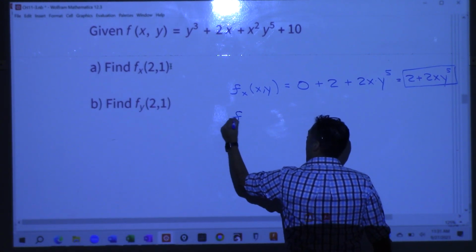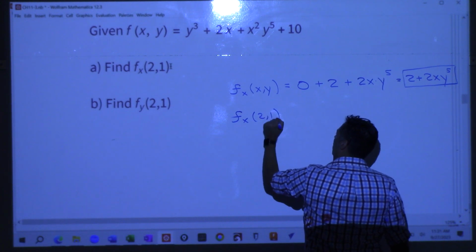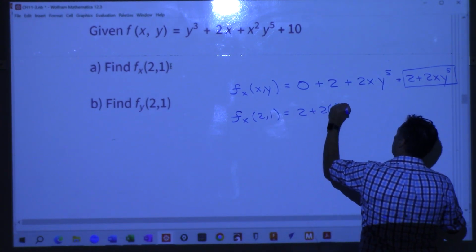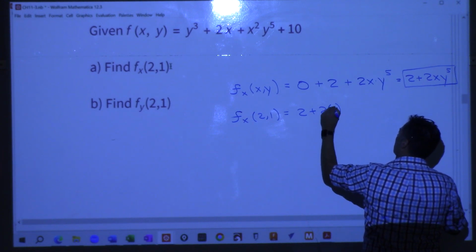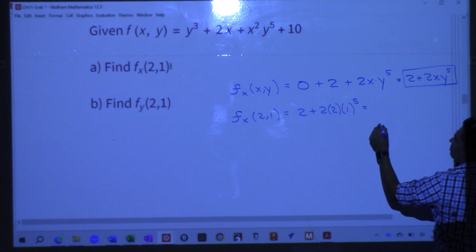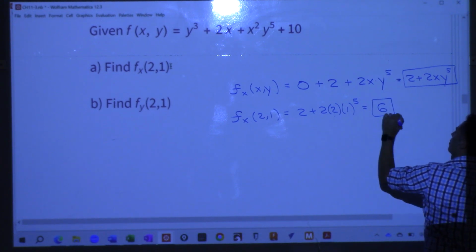See? So now that's what this is saying. What's the partial of f with respect to x at 2, 1? Well, all we do is replace x with 2 and y with 1. Oops, x with 2, y with 1. So we get 2 plus 4, which is 6.